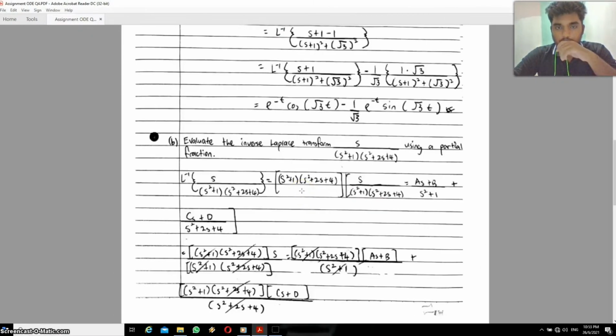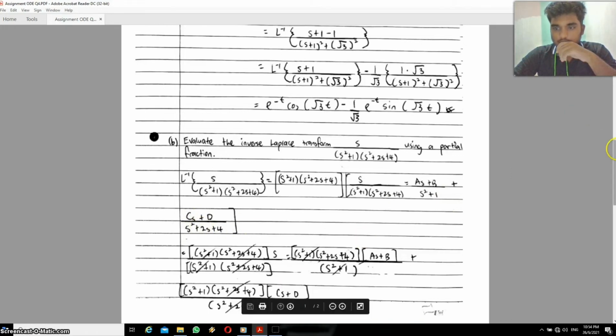Next I'm going to discuss question 4b, which is to evaluate the inverse Laplace transform of s divided by (s squared plus 1) times (s squared plus 2s plus 4) using partial fractions. So in this question we need to use the partial fraction method. As we use the method, we will get (as plus b) divided by (s squared plus 1) plus (cs plus d) divided by (s squared plus 2s plus 4).